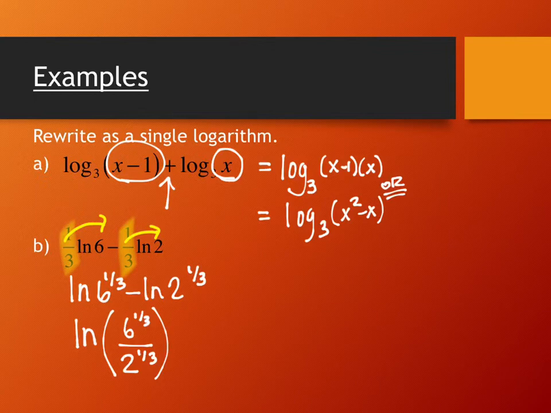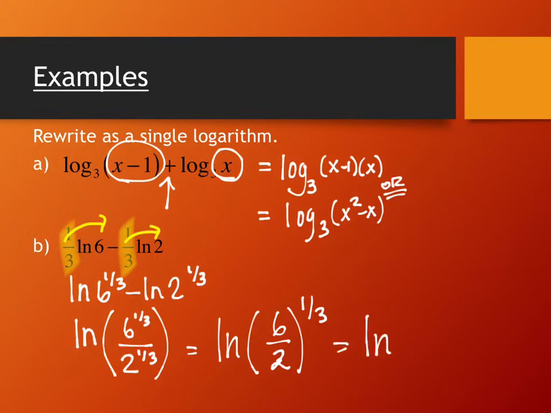Now, that can be simplified. Any thoughts on how I can simplify 6 to the 1/3 over 2 to the 1/3? Explain to me what you mean, David. Well, they both have the same exponent. Yes. So instead of thinking about it this way, I could think about it with a 2, this way. And I can actually do the 6 divided by the 2. You're exactly right. Because the exponent's the same, I have the ability to divide the 6 and the 2.